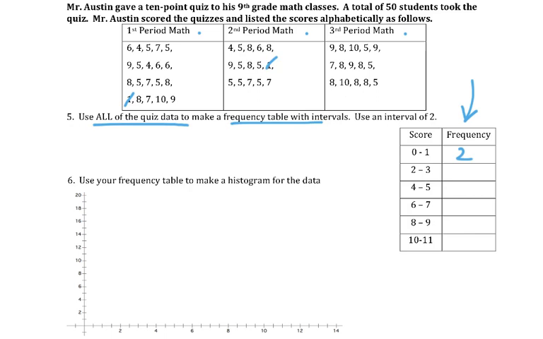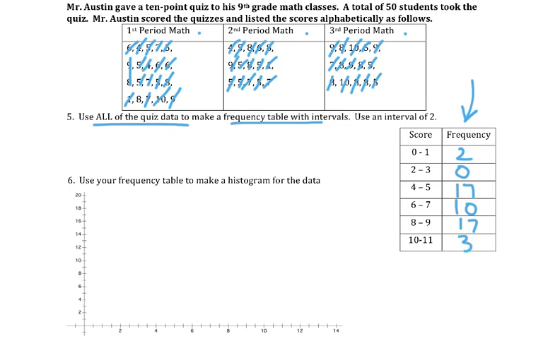Between 2 and 3, we didn't have any, it looks like. Between 4 and 5, 1, 2, 3, 4, 5, 6, 7, 8, 9, 10, 11, 12, 13, 14, 15, 16, 17. 6 and 7, 1, 2, 3, 4, 5, 6, 7, 8, 9, 10, looks like 10. 8 and 9, 1, 2, 3, 4, 5, 6, 7, 8, 9, 10, 11, 12, 13, 14, 15, 16, 17. And then 1, 2, 3.